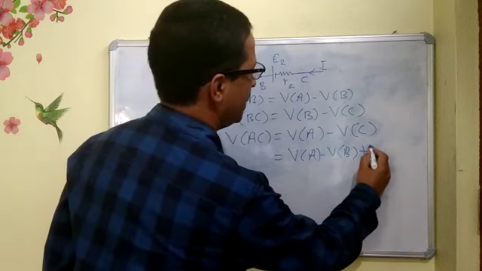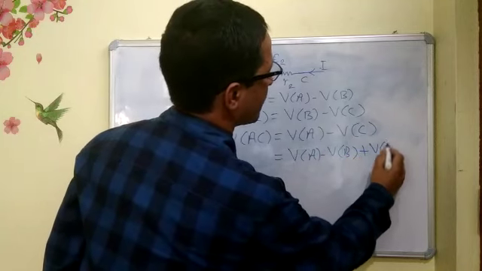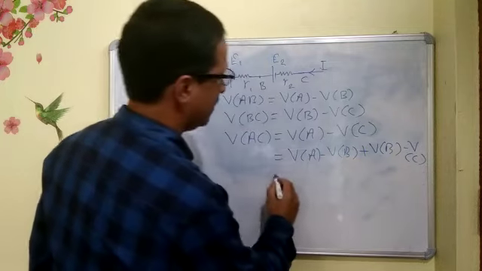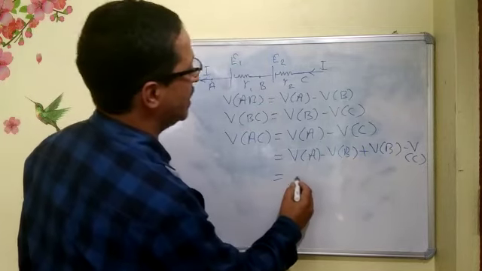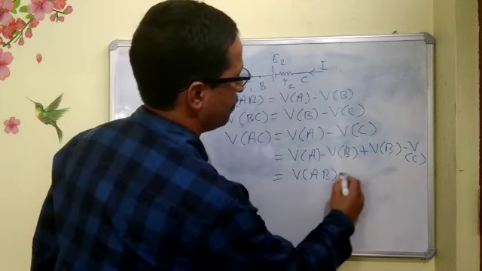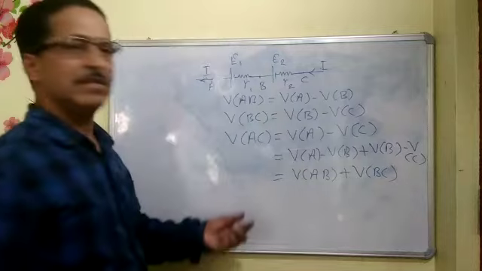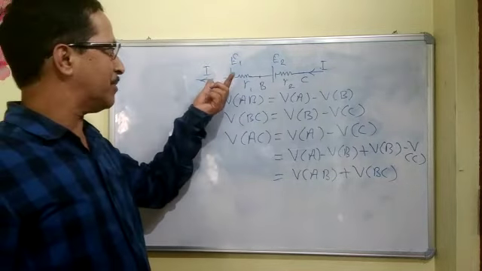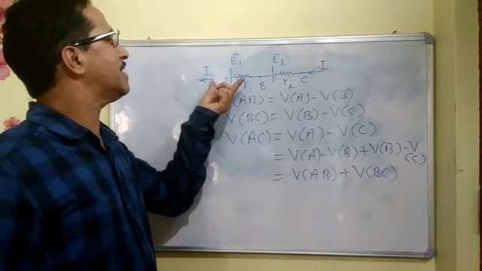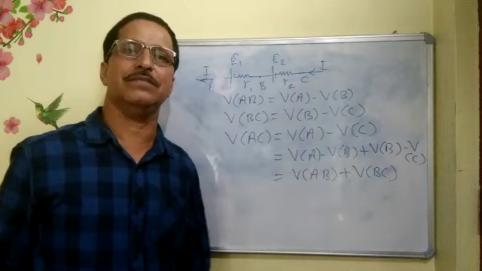plus VB minus VC, that is equal to VAB plus VBC. That is, the potential difference between A and C is equal to the sum of the potential differences between A and B and that between B and C.